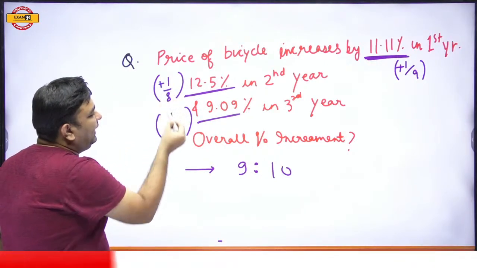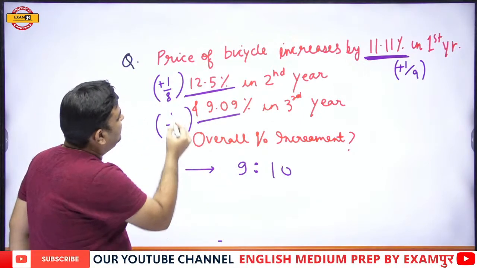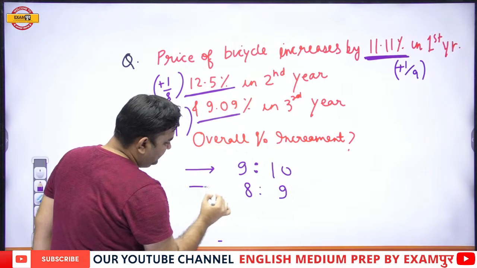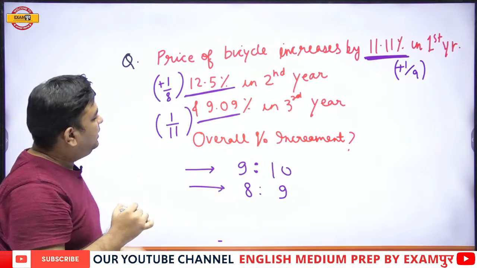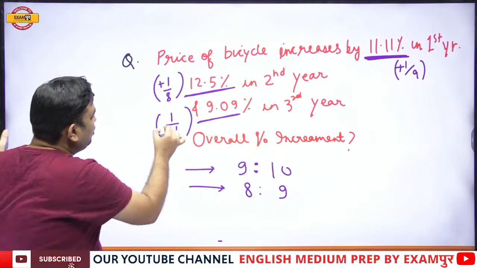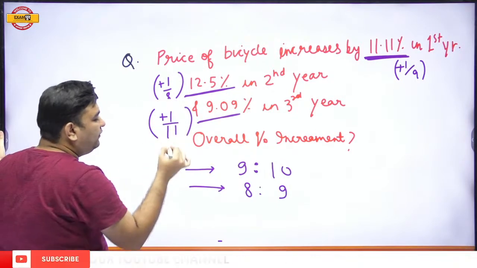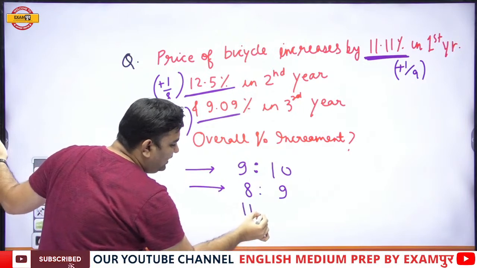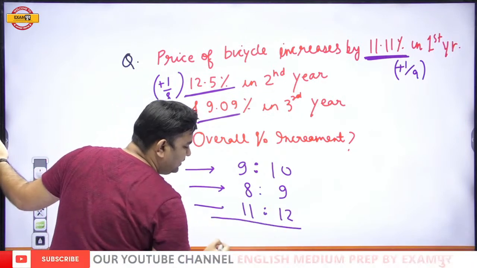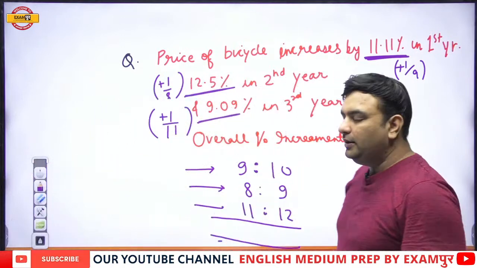Increment of 1 over 8 in the second year. From 8, it has become 9 in the second year. Increment of 9.09% in the third year. So we can say increment of 1 over 11. So 11 has become 12 in the third year.